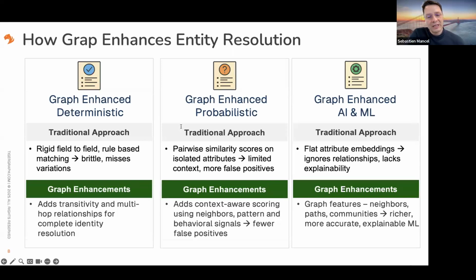And then AI and machine learning is adaptive, but it often relies on flat features. So it sees data points, not relationships. With graph, we can add relational features like neighbors, paths, and communities, giving models richer, explainable intelligence. And now the model not only predicts a match, but can also show why it's a match through clear relational evidence. So rather than replacing existing methods, graph strengthens them, adding the context, scale, and explainability needed for modern AML and KYC.